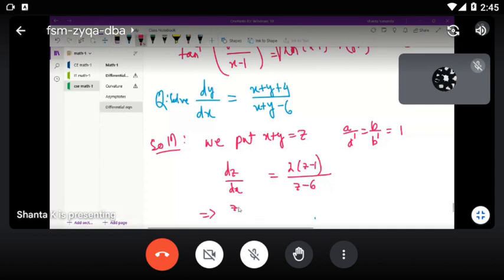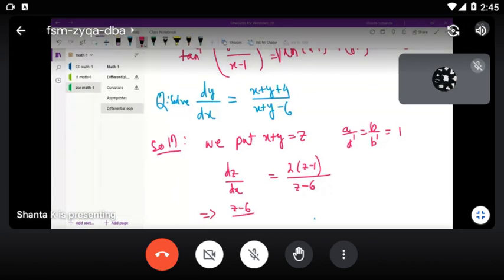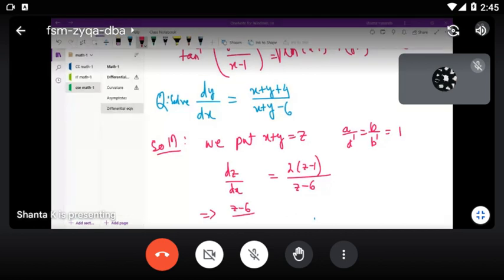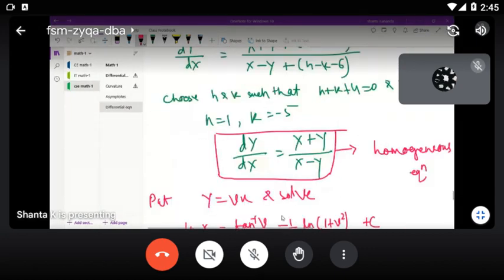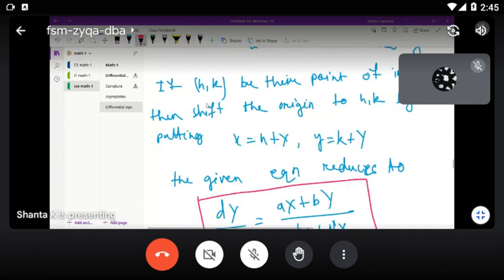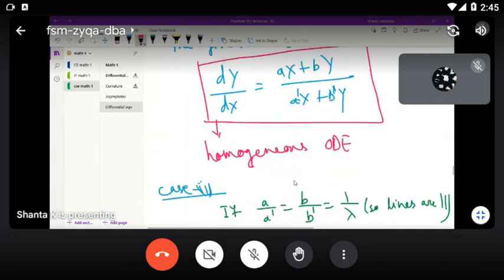One side z. I consider x plus y plus 4 equals to z, then the denominator z minus 10. Why x plus y plus 4? I said x plus y, the whole numerator I consider z. No, we don't consider z. See the case 2 I told you, no? The first one, when they are intersecting, this ratio a by a dash and b by b dash is not equal, we will simply take this h, k, substitute such that this equation becomes 0. We will be getting this one.